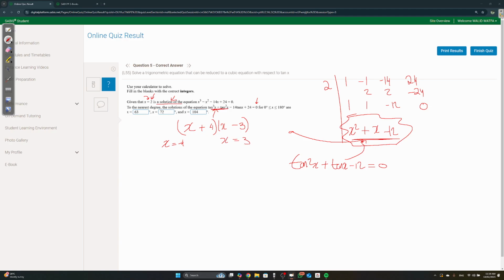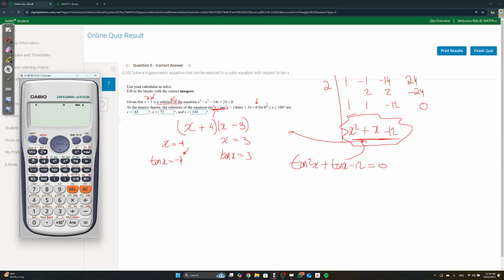So what do we know? We're substituting x with tan. So tan x is equal to negative 4 and tan x is equal to 3. Now do shift tan, what do you get? Please pay attention to the domain between 0 and 180, because I'm pretty sure you should get a negative answer here. Yeah, you get a negative answer. What do we always do with tan? One solution, let's round this to the nearest degree, we'll make it negative 76 degrees.